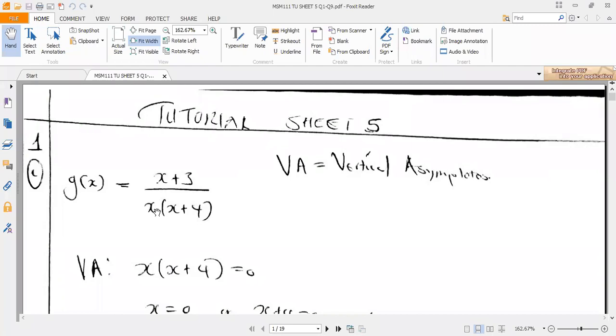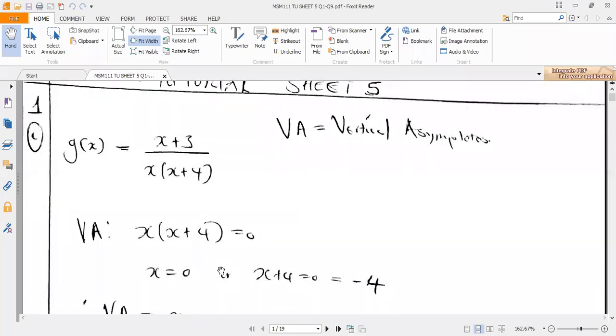You set the denominator to 0 and solve for those values that will give us a 0 in the denominator. So when you discover that x is equal to 0, and you put a 0 here, it will be 0 times everything. So you have x plus 3 over 0. When the denominator of this rational function is 0, it simply tells you that this function is undefined. So that would be your vertical asymptote.